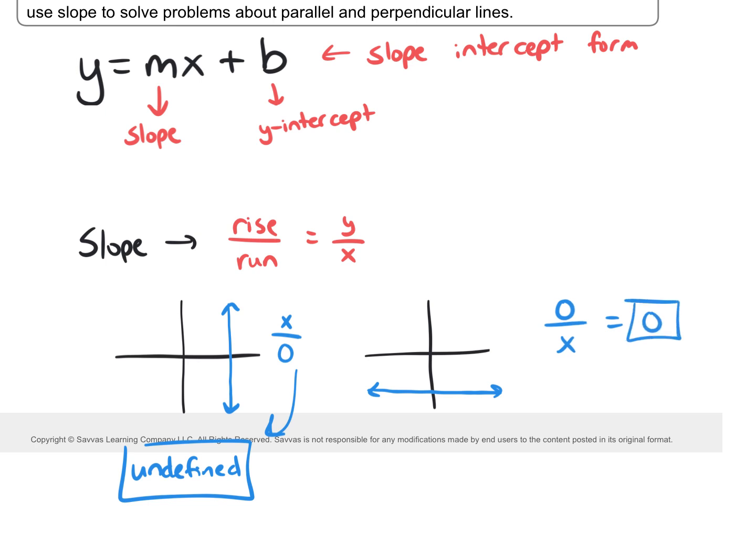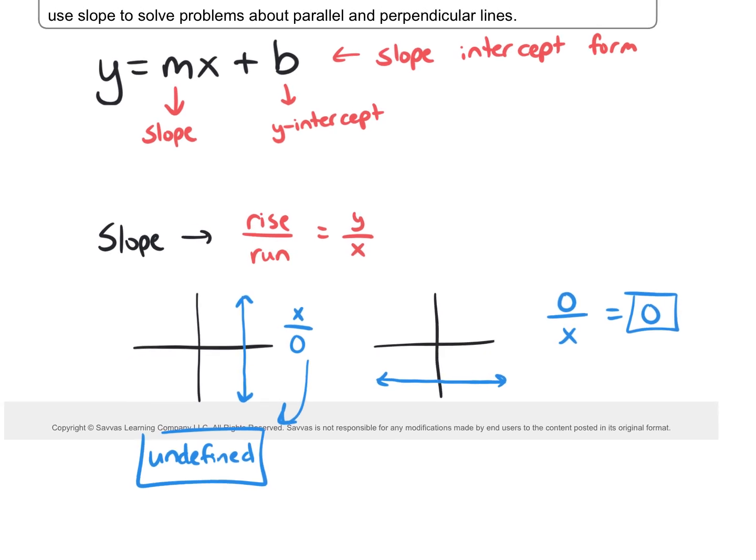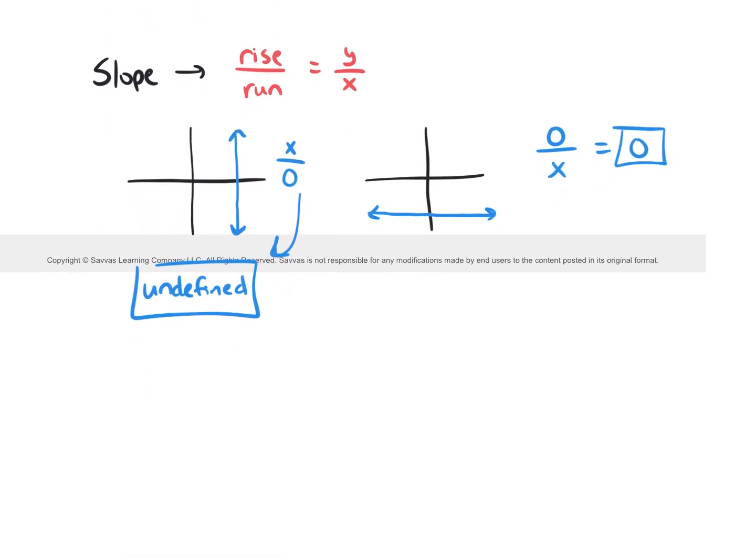So if I'm walking on this line, do I ever stop? No, I can keep going forever, right? So there is a defined slope there. Okay. Questions about those two? Those are kind of the funky ones. Okay. One more thing with slope is when we're given 2 points.